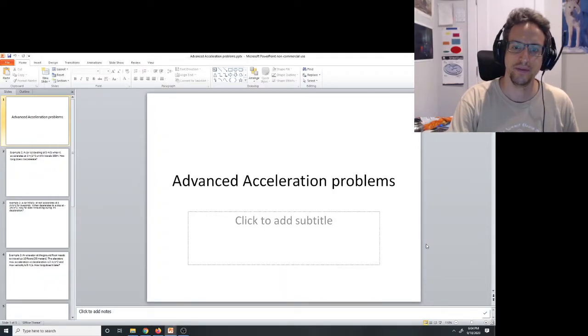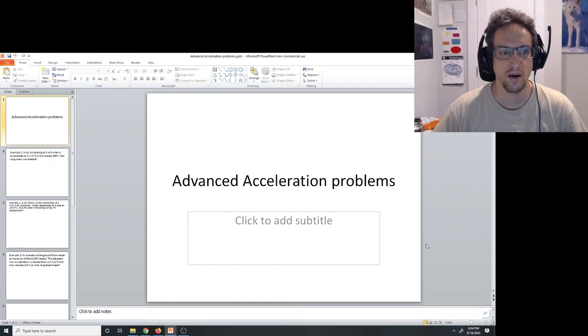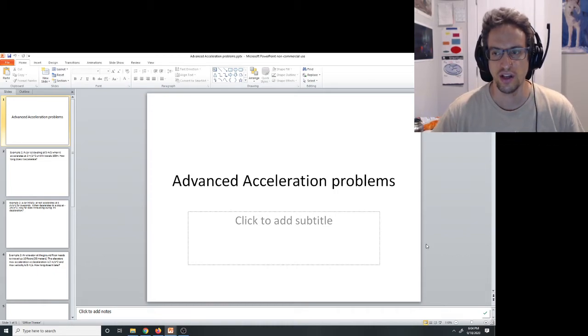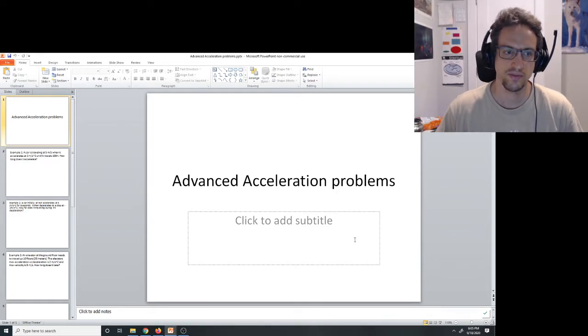Hello. We're just going to do a few more complicated acceleration problems. I'm going to show you one problem where the math gets a little tricky, and there's maybe a longer but easier way to do it, and then a couple of what I call segmented problems, where the acceleration changes during the problem. So let's get to it.